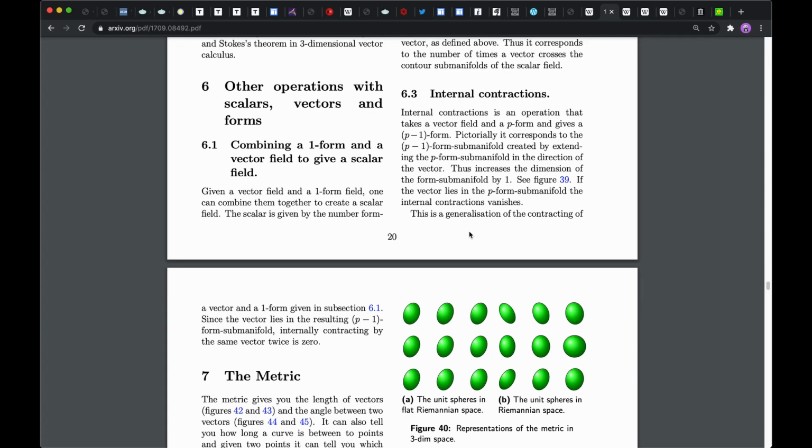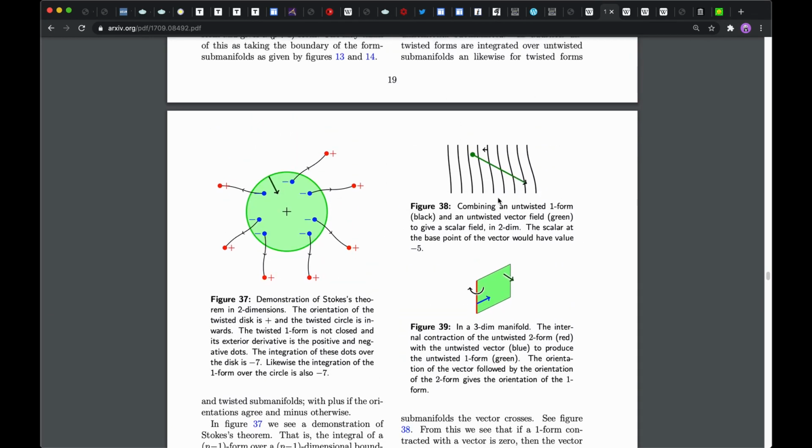So, let's start. We finished our previous call at subchapter 6, and that chapter is about different operations applied to the differential forms, like with scalars, vectors, and others. The first one is combining a one-form with a vector field to give a scalar field, and it's depicted in figure 38 here.